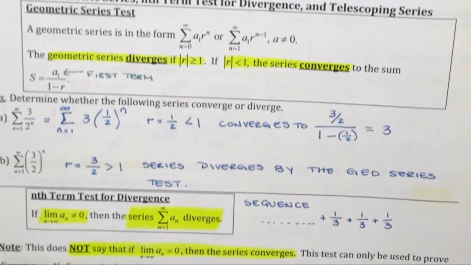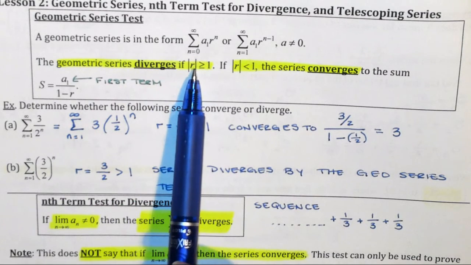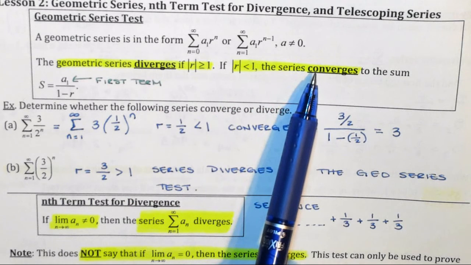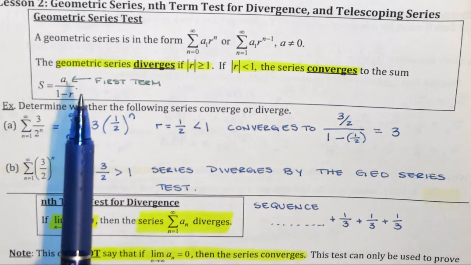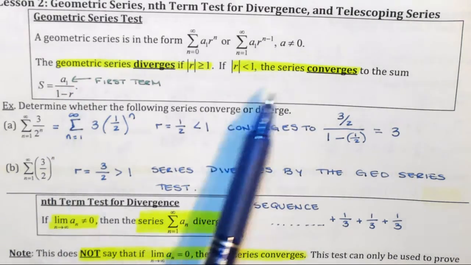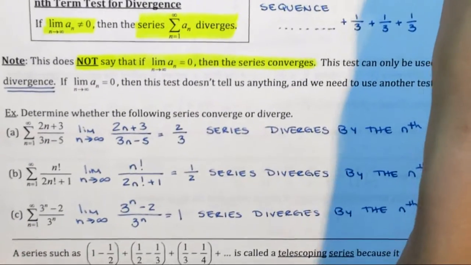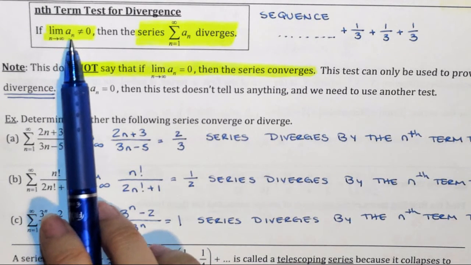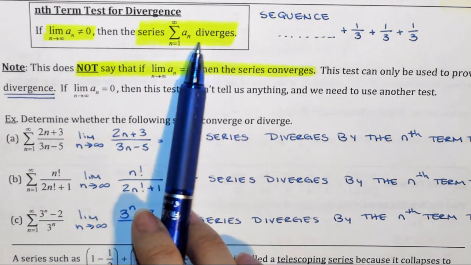So quick recap. We've learned 2 tests so far. We've learned the geometric series test. If r is greater than 1, the series diverges. If r is less than 1, the series converges. And for geometric series, we can figure out the actual sum if the series converges. The second test that we learned was the nth term test for divergence. If the limit of the sequence does not equal 0, then the series automatically diverges.